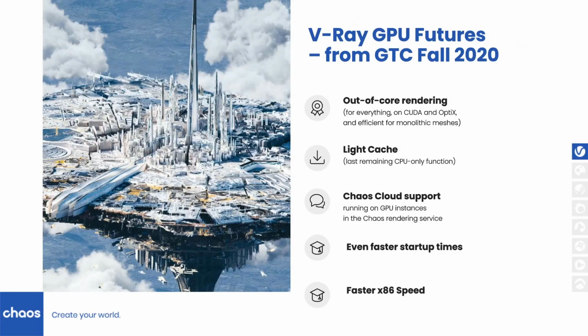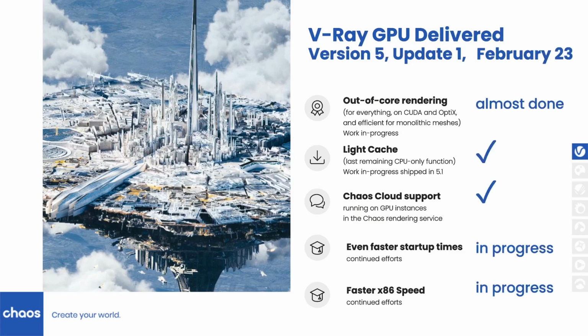What we promised last fall at GTC was out-of-core rendering, light cache support on the GPU, support for Chaos Cloud rendering with GPUs, faster startup times, and faster CPU renderings. What we have delivered in our latest version, V-Ray 5 Update 1: out-of-core rendering is almost done. We now have light cache support on the GPU. We have Chaos Cloud rendering. As for the faster startup times and faster CPU renderings, those are continued efforts that are in progress.